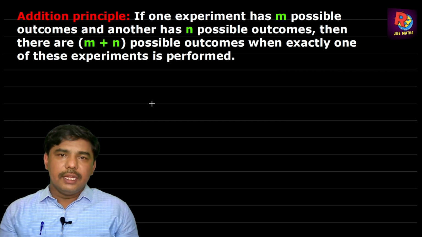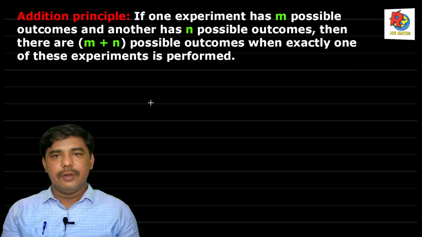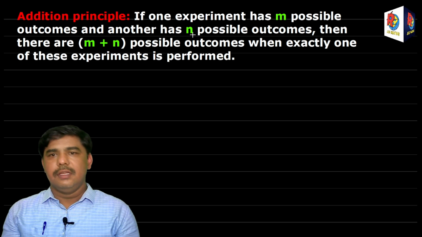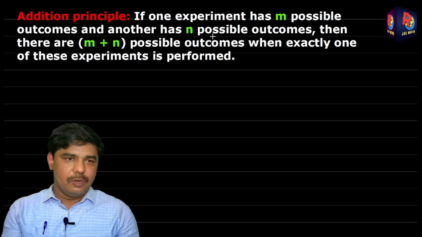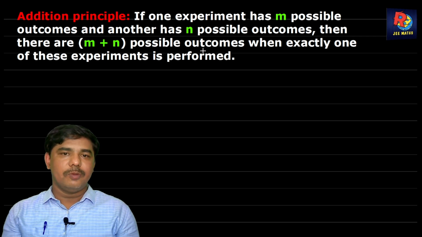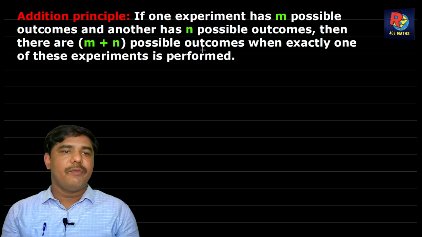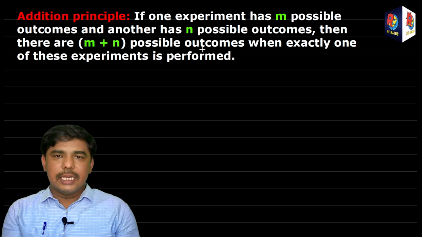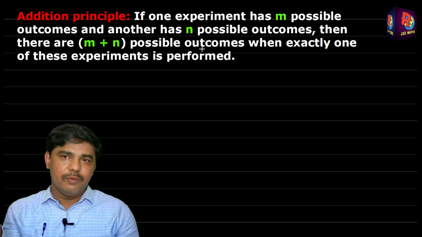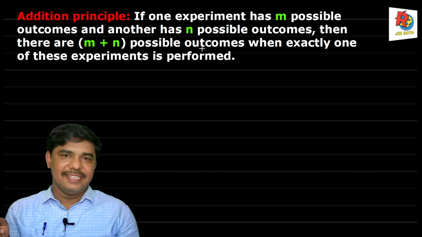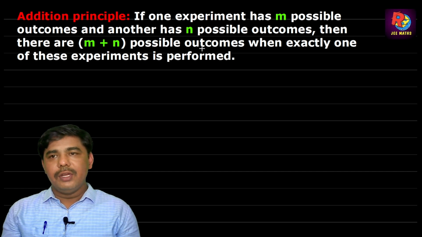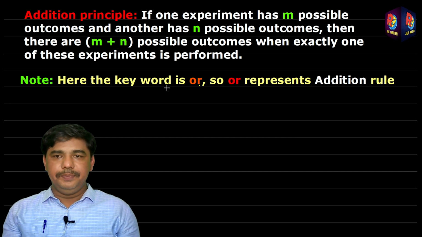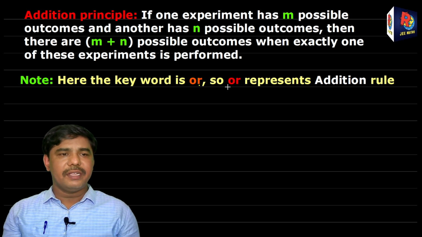Now the addition principle, or addition rule. Again the same concept: if one experiment has m possible outcomes and another experiment has n possible outcomes, then there are m plus n possible outcomes when exactly one of these experiments is performed. In the multiplication principle the keyword is AND. In the addition principle the keyword is OR. So OR represents the addition rule.